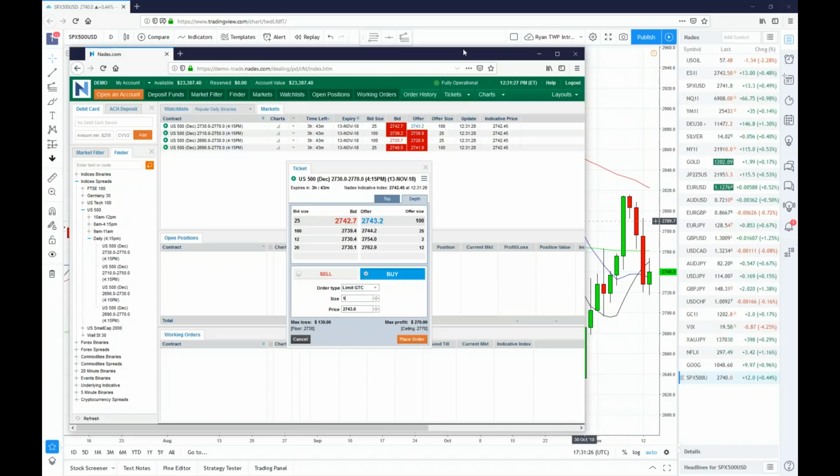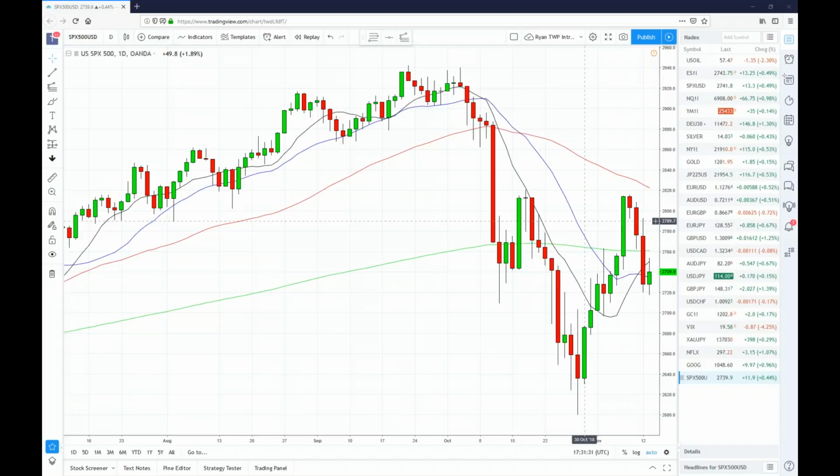What I like to do is I like to put those levels on my chart. So we're looking here at 2,730. And this is just for illustrating those things.